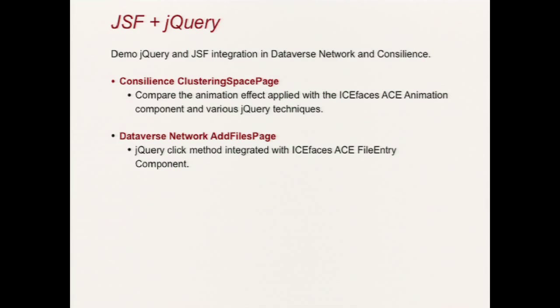So we're going to get to a demo of our apps. The first page we're going to look at is the Consilience app, the clustering space page. We will compare the animation effect with the ICEfaces ACE animation component and various jQuery techniques. I'll then turn it over to Steven. He will demo the Dataverse network add files page, where we use a jQuery click method integrated with the ICEfaces ACE file entry component.